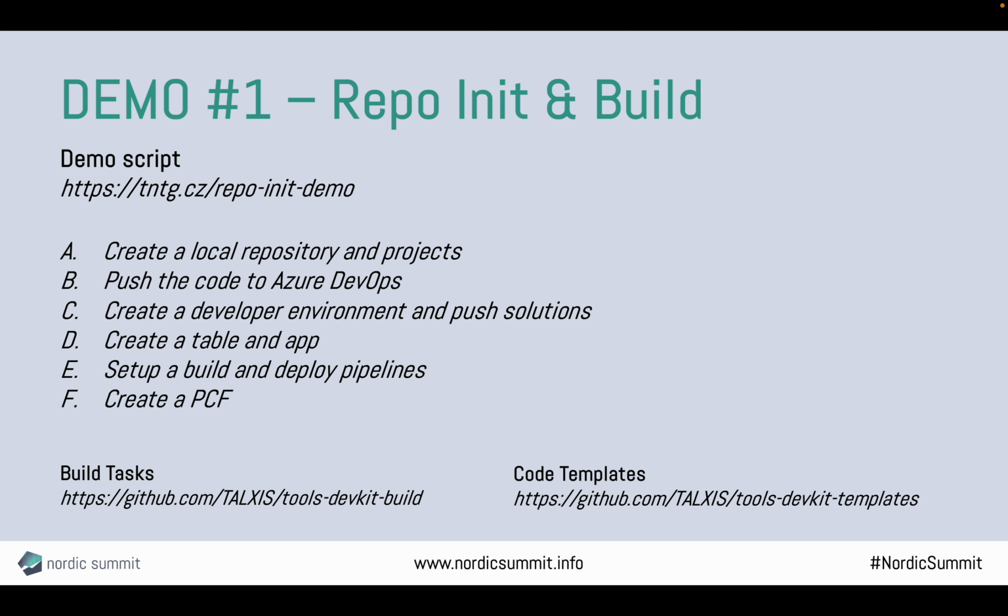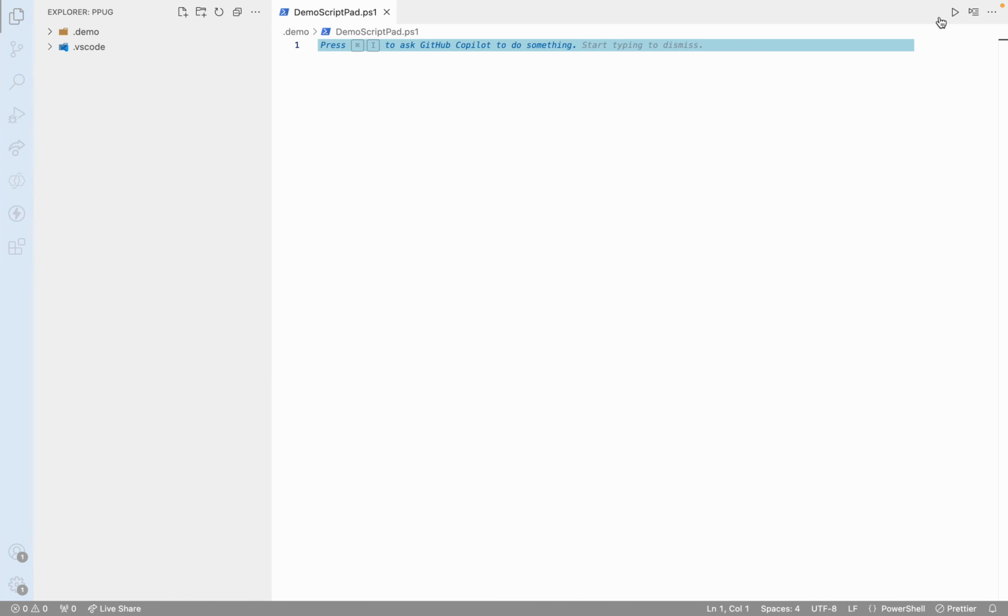So we'll be creating a repository, pushing the code to Azure DevOps, creating environments, deploying the artifacts there, making some changes on the environment, and bringing them back to the source control. Then we will set up our CI/CD orchestration, and if there is time left, which likely won't be, we'll be adding a PCF to that solution. So let's now switch to VS Code.